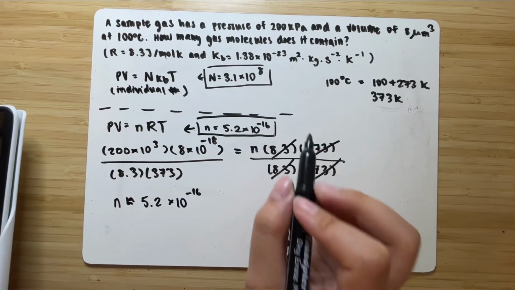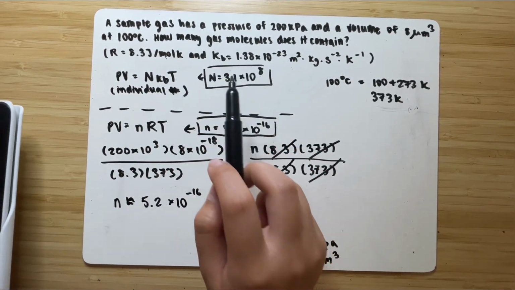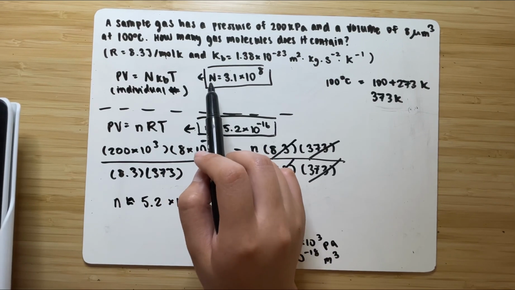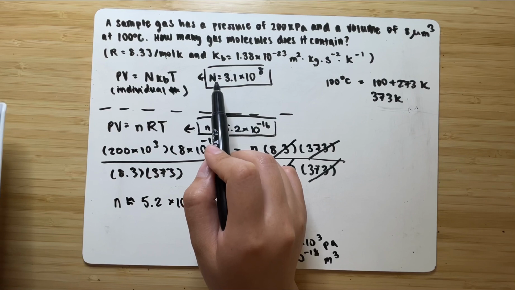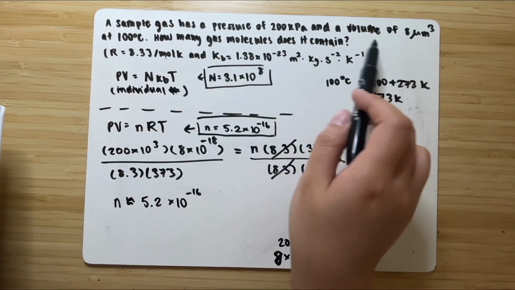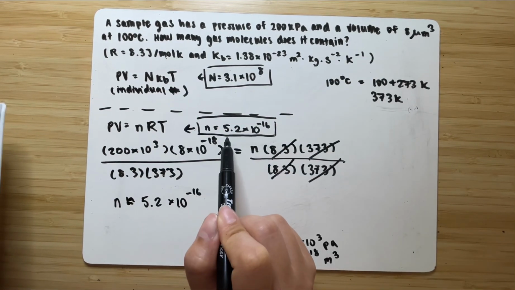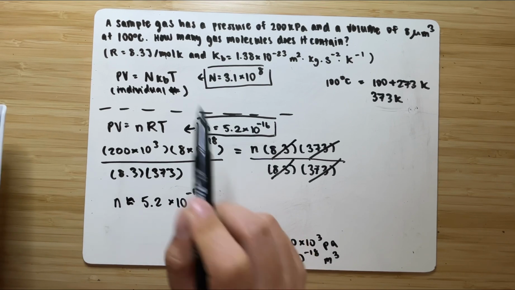And there you have it. You have the amount of individual molecules that this sample of gas contained and the number of moles of molecules that this gas contained.